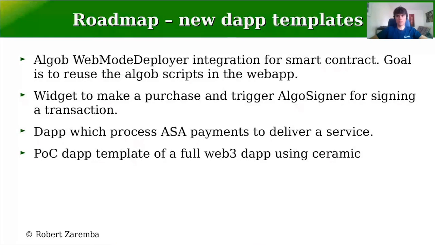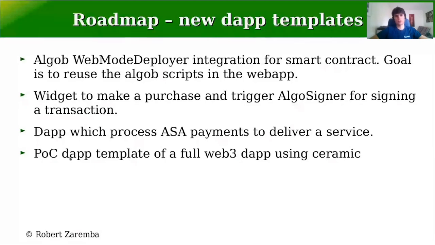Also on the dapp templates, so the web apps, the templates we have now are just the first step, and of course we want to add more things. So the deployer mode in Algo Builder: we have two modes to interact with the projects, the deployment mode and run mode. Now we need a web mode to have a better integration with the project. A widget to make purchases using the Algo Signer. A dapp which will process ASA payments to deliver a service. That will require an indexer integration. Again, something super useful to explore.